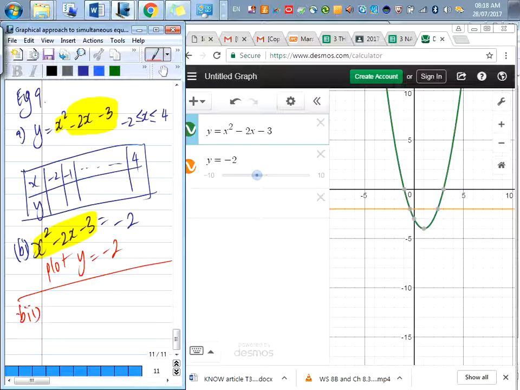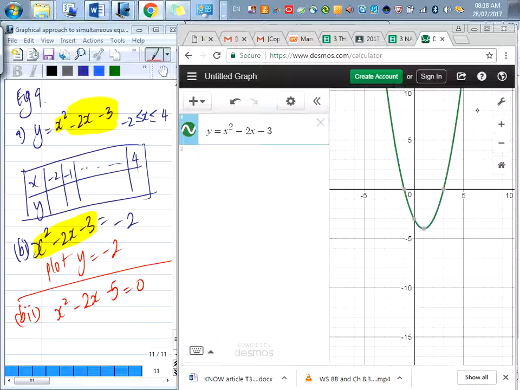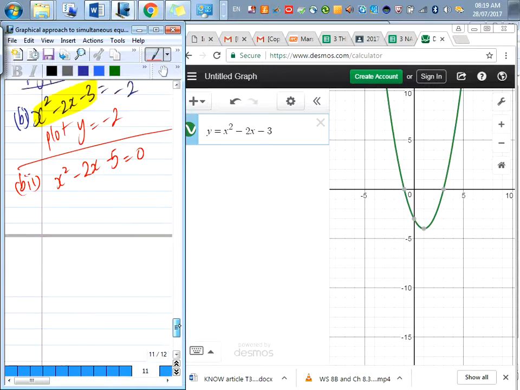B, part 2. They want you to solve x squared minus 2x minus 5 equals to 0. Okay, what should we do? Again, we have this graph already. Y equals to x squared minus 2x minus 3. What graph should we draw in order to solve B part 2? What do you think? You mean sketch a quadratic graph?